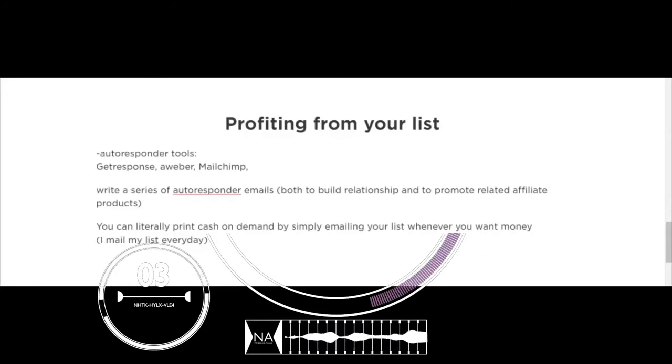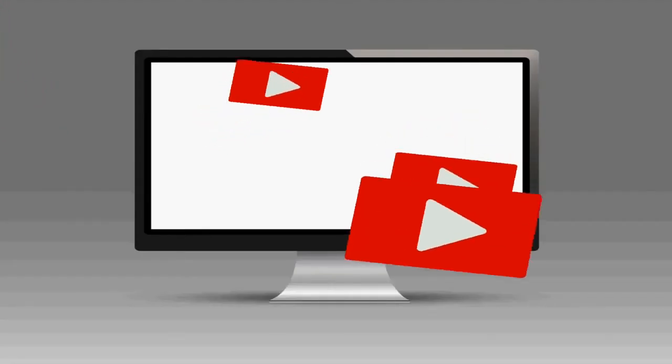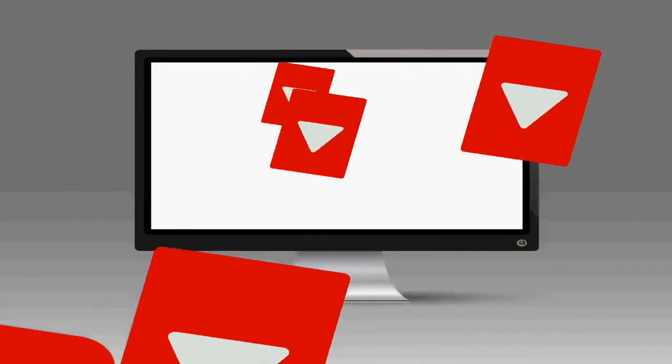So basically, when someone opts in, joins your list, they'll automatically receive these emails from you. These autoresponder emails, you could write 5 of them, 10, or even 30 or more. And you will need an autoresponder such as GetResponse, AWeber, MailChimp, and so on. There are several autoresponder tools in the market. I've been using GetResponse for several years now, so I do highly recommend GetResponse.